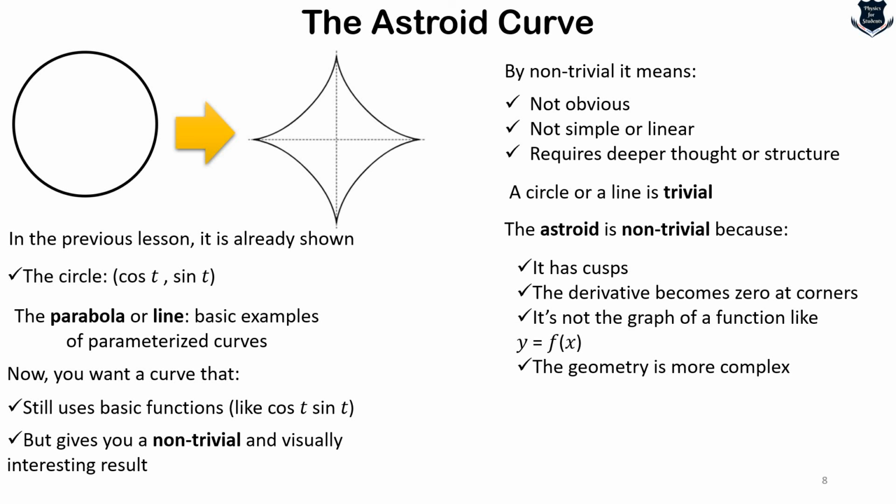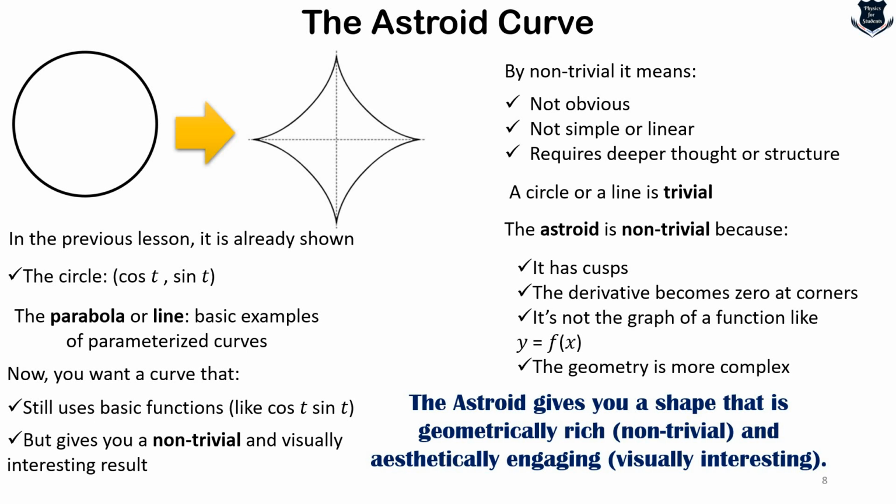So a non-trivial curve has a little bit of a complex behavior. The astroid actually gives you a shape that is geometrically rich, that means it is non-trivial, and aesthetically engaging, that means it is visually interesting. It tells us deeper mathematical insights, such as how speed approaches 0, or how tangents may or may not exist, and something like that.